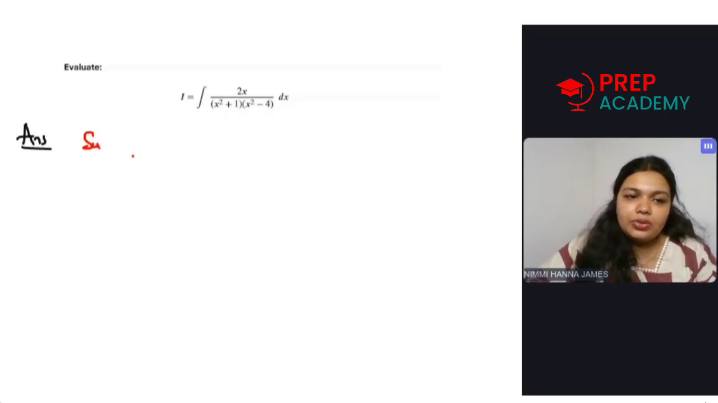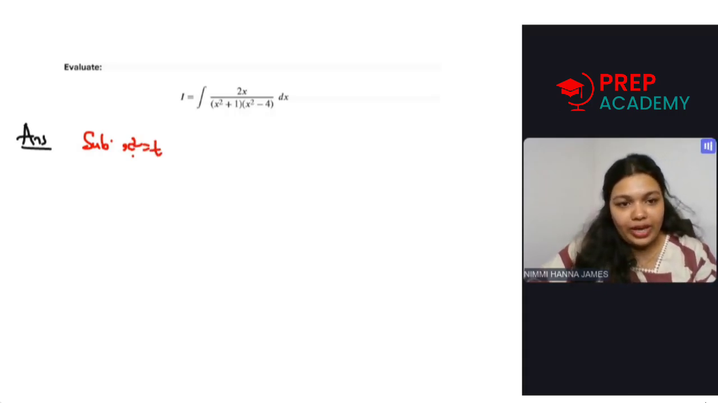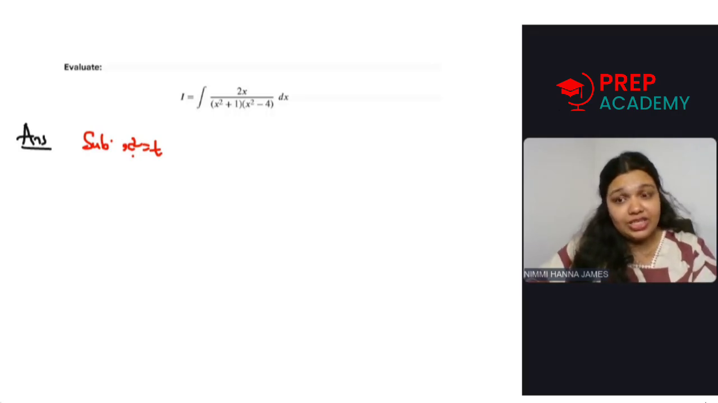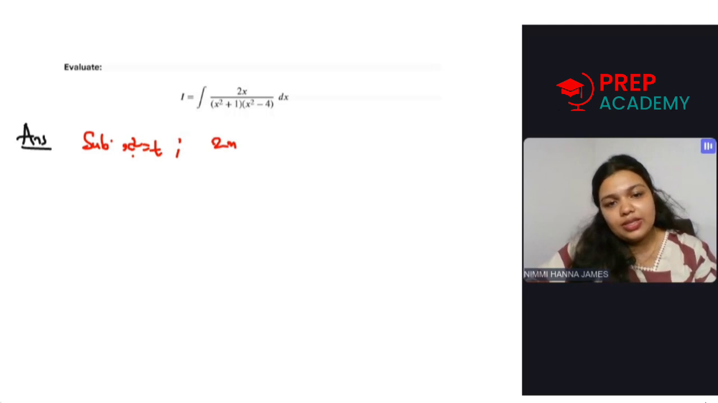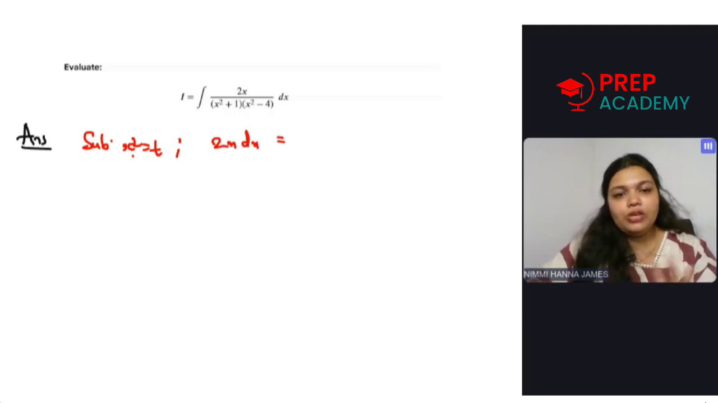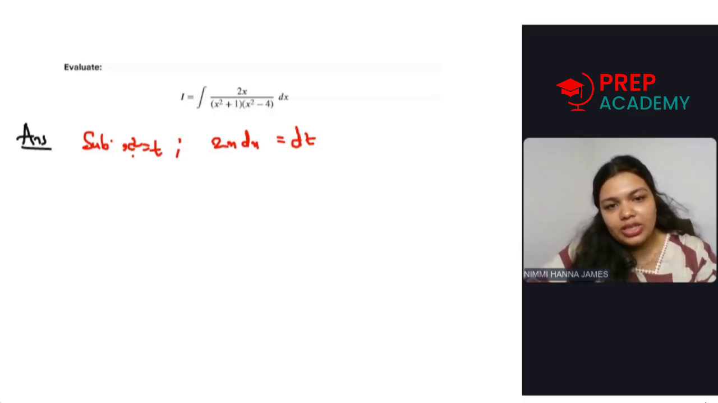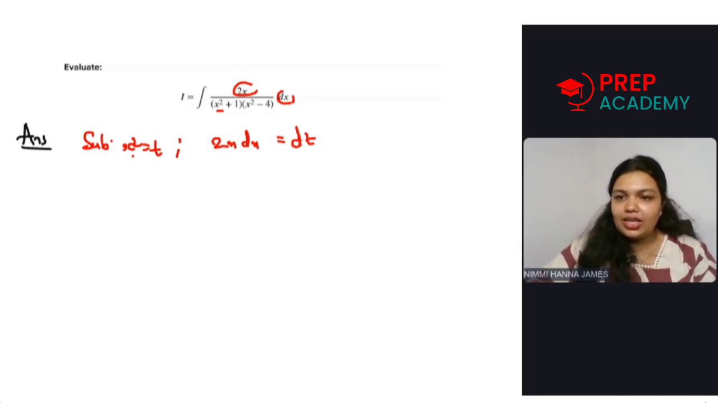So I am substituting x square is equal to t. Substitution method I'm going to do. What is the next step in substitution? Differentiate the substitution. The differential of x square is 2x, so 2x dx is equal to dt. 2x dx is present in the question. x square is also present. That's why we took x square. So we substituted and differentiated, and 2x is present there. So I can definitely apply the substitution method.